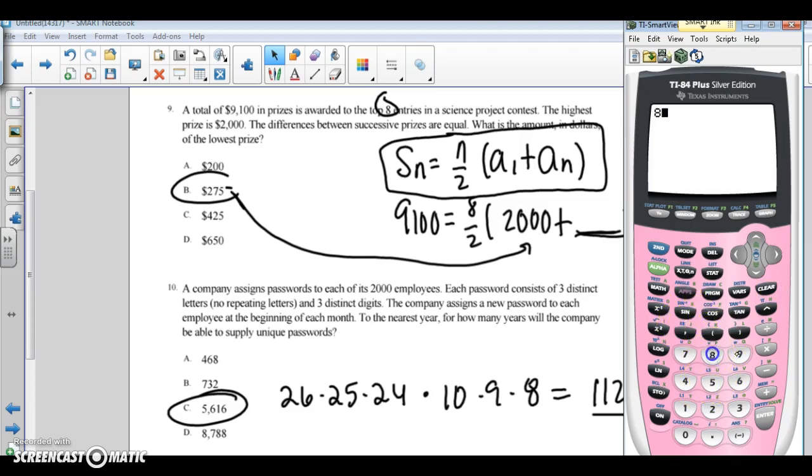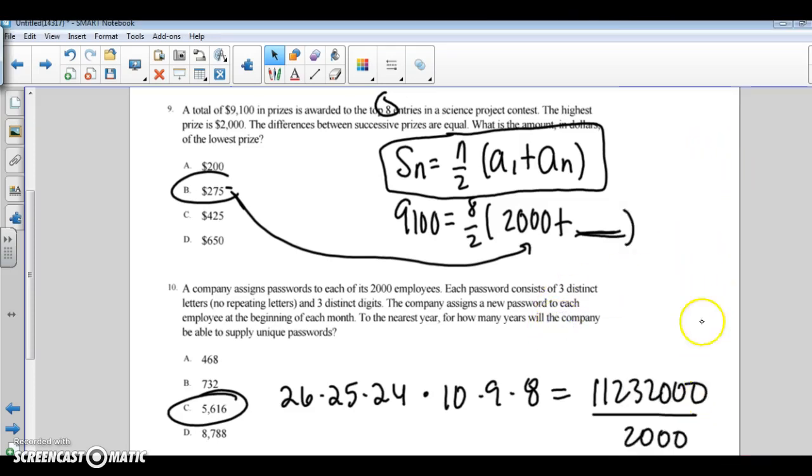9,100. So I would do 8 over 2, 2,000, plus, and I just start with A, and you get 8,800. So that's not enough. So we're going to go over here and try 275, and it gives you the 9,100. The other option is really just to make a list of numbers to see which one finally works.